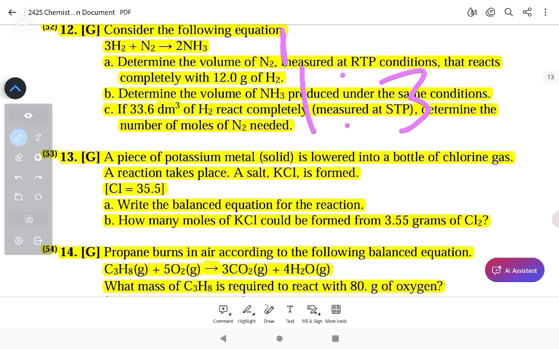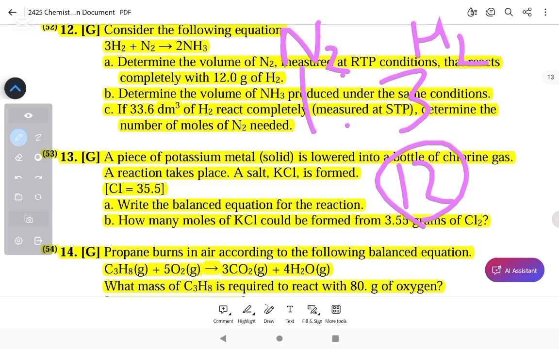This is N2, and this is 3 H2. Now, 12 grams of H2, let's make that into moles, because at the end we need to find the volume, which is moles times the RTP, so we need to find the moles. We know that H is 1, so H2 is 2, so mass over molar mass, 12 divided by 2 gives you 6 moles.